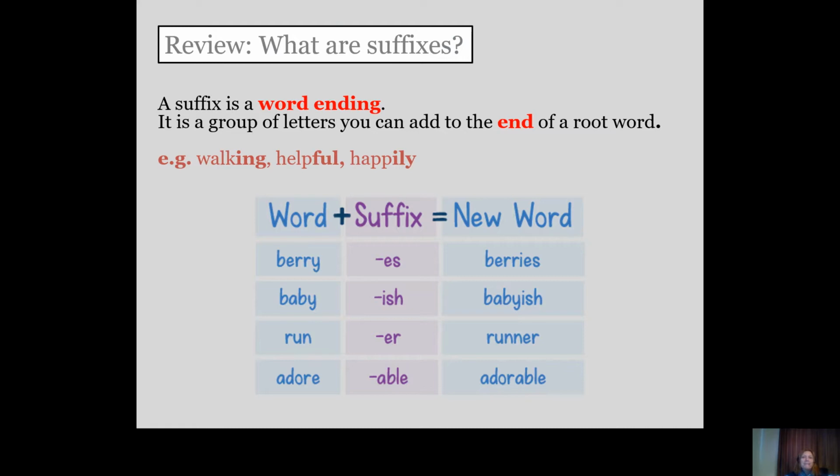A suffix is a word ending. Suffix comes at the end, okay? It's a group of letters you can add at the end of a root word. Okay, so for instance, walking, helpful, happily. If you have a look at the letters in bold, it shows you where they come at the end of a word.